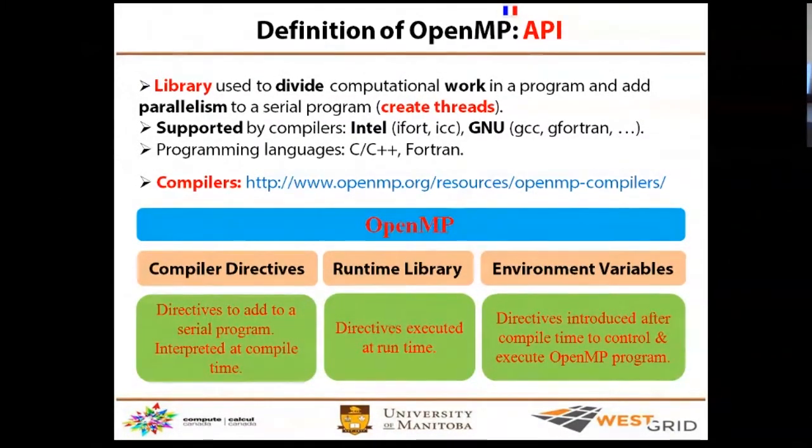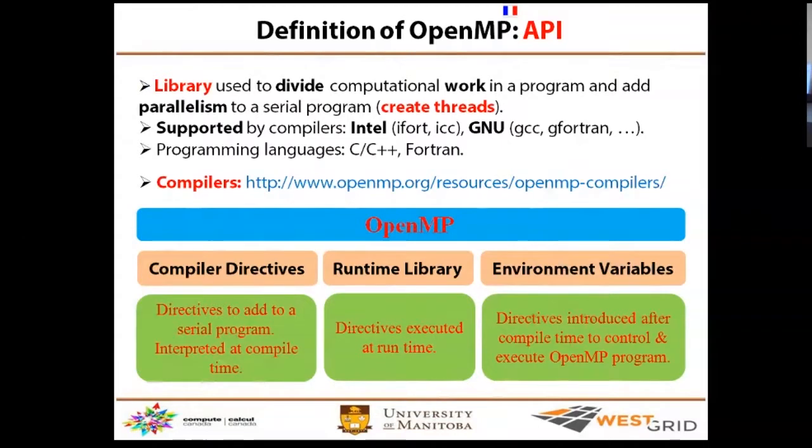So OpenMP comes in three different parts. The most important part, which is mostly 70 or 80% of OpenMP, is compiler directives, which means there are some directives which we add to the program, and these directives are interpreted when you compile the program. The second part is called the runtime library, which is just executed when you run the program. We will see examples of this.